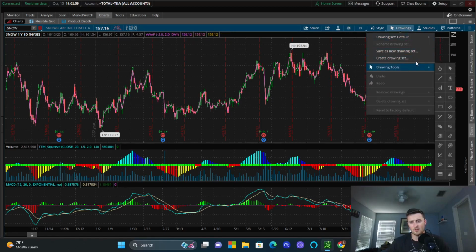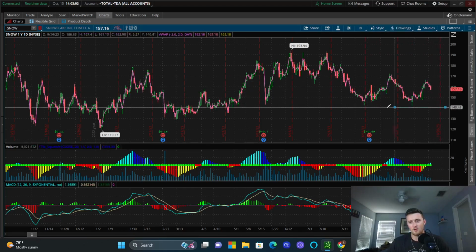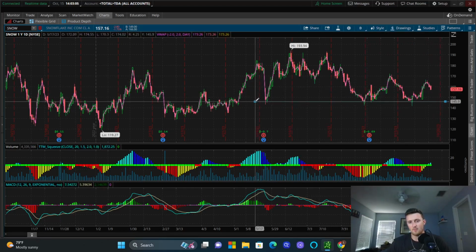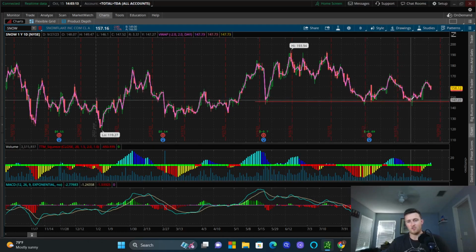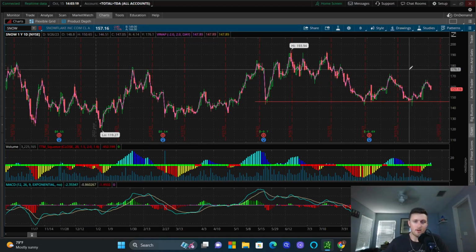So what I'm going to do is go to my drawing tools here, and I'm going to draw some price levels. You always want to draw the most recent support zone. So this is the year-to-date chart. So roughly this area, this 145, has been identified as a strong support zone, or what we call a buying opportunity zone for SNOW, Snowflake.